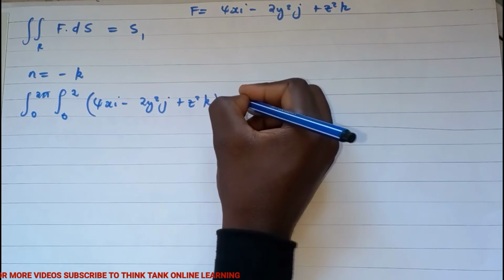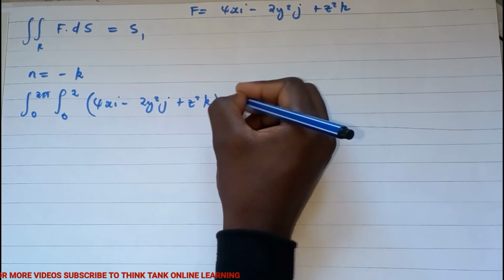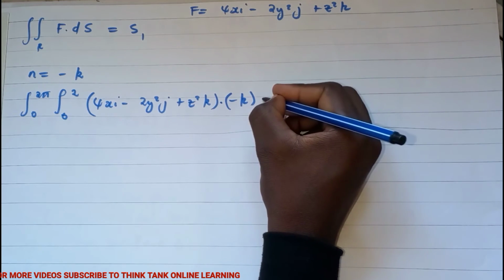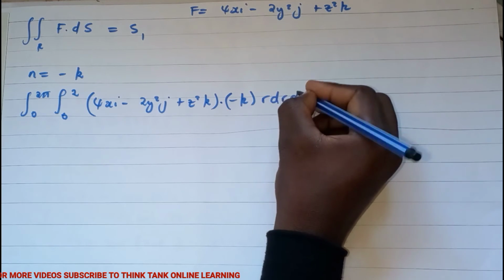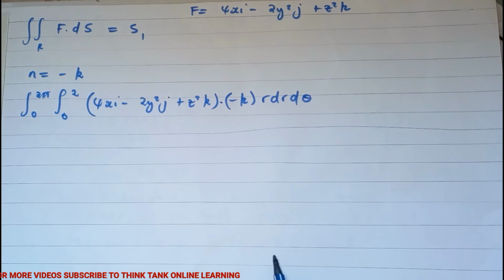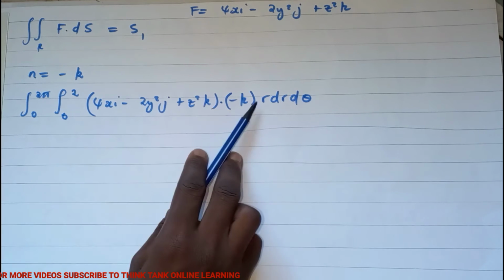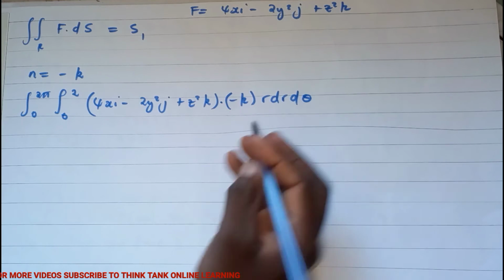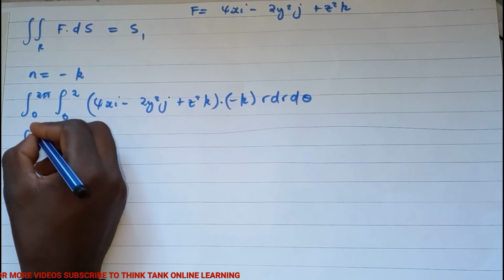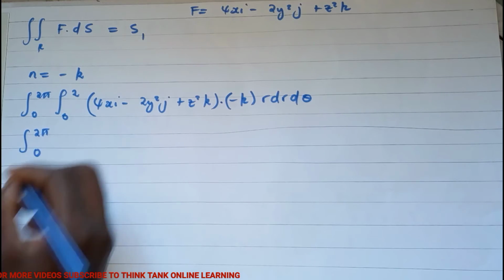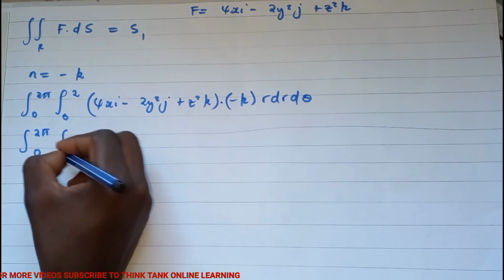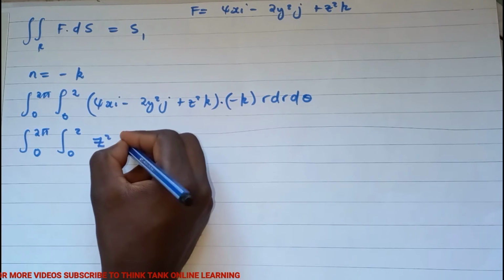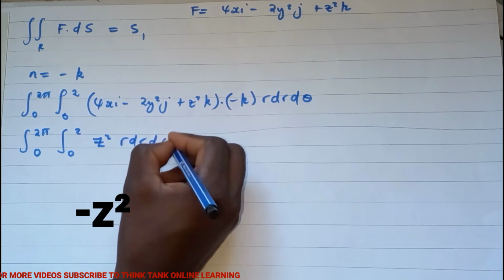What is the normal? We said the normal is negative k. So it's a dot product here. Instead of saying dy dx, I'm going to say r dr d theta. So if we multiply this vector by this vector, we should know this is negative k. It's the same as saying 0, 0, negative 1. So the integral from 0 to 2 pi, 0 to 2, if I multiply, I'm just going to get z squared r dr d theta.